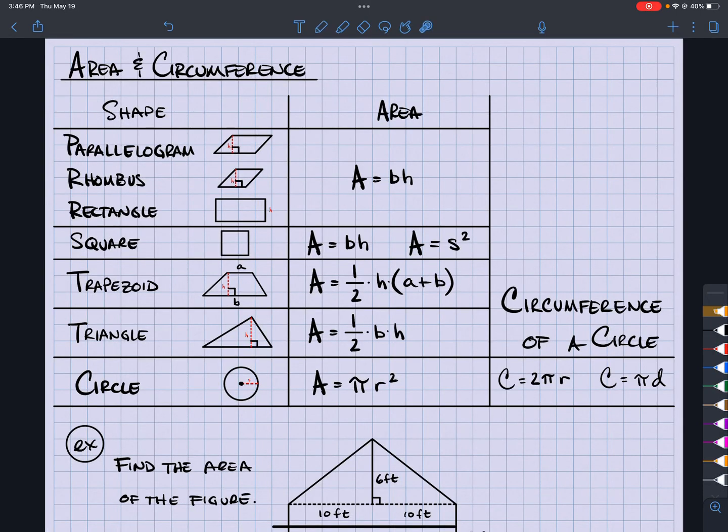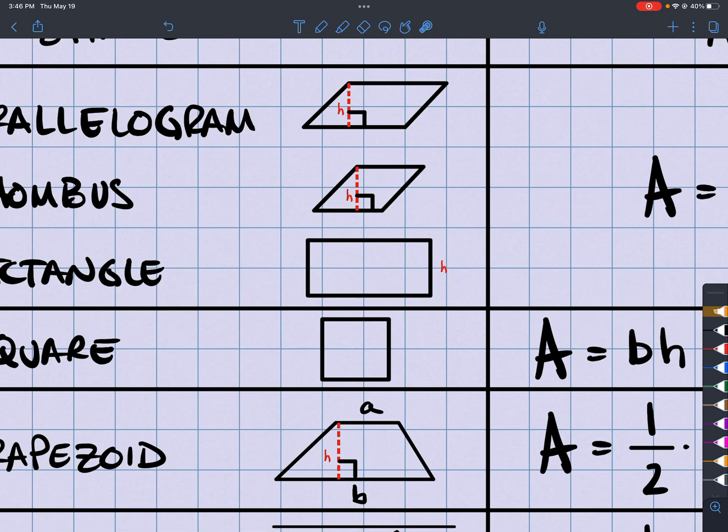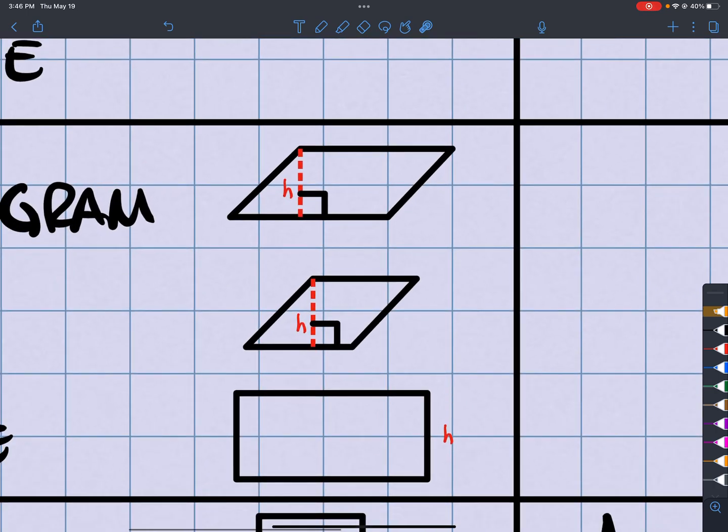All right, so we're now talking about areas and circumference. Well, what is area? It's the space that's taken up by the shape itself. So if it was a parallelogram, the area would be how much it takes to cover this area, like carpet, flooring, and stuff like that, right?